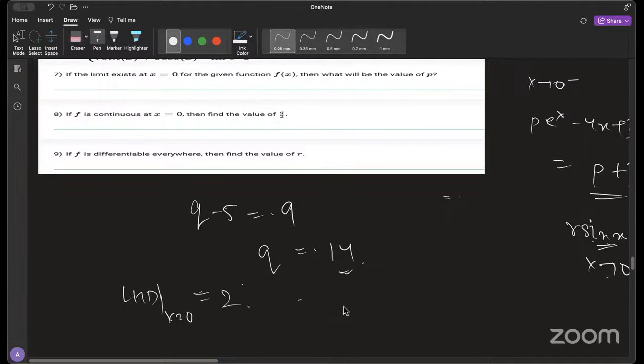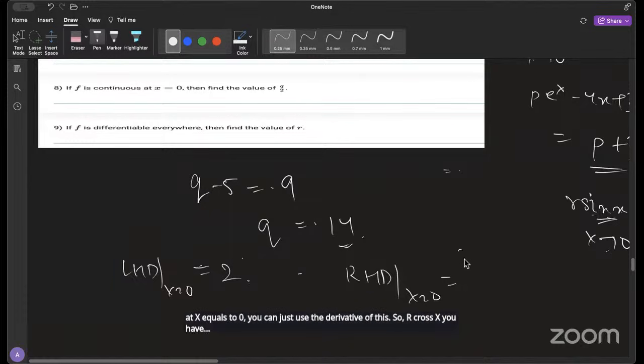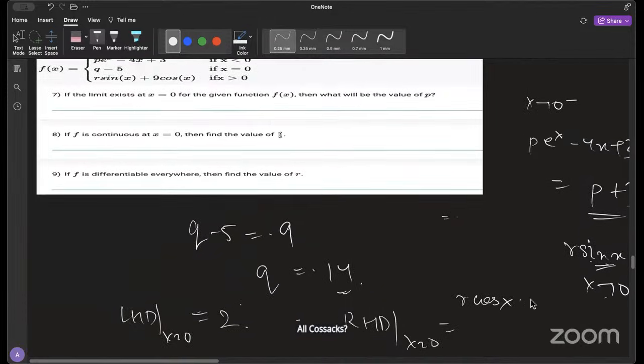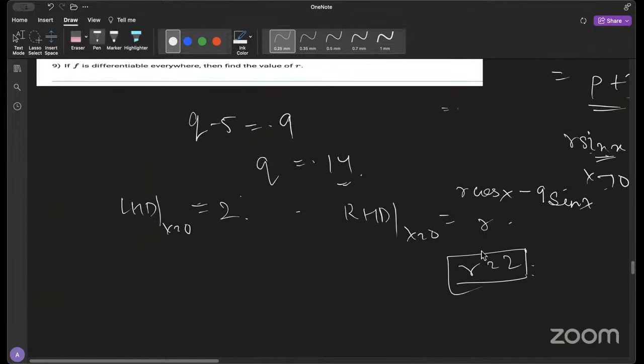This will be 2. And then for the right hand derivative at x equals 0, you can just use the derivative of this. So r cos x, you will have r cos x minus 9 sin x. And if you put 0 here, you will have r, right? So your r should be 2. Is this fine?